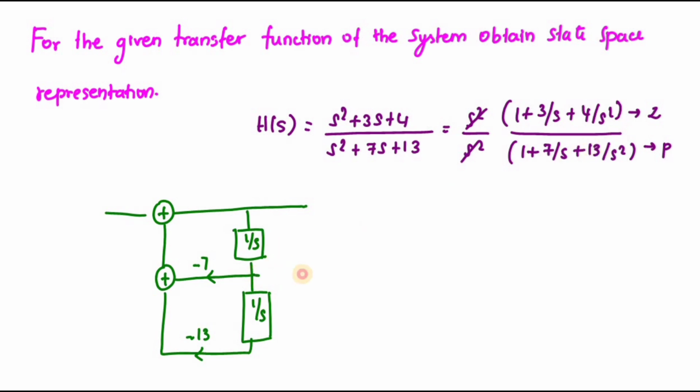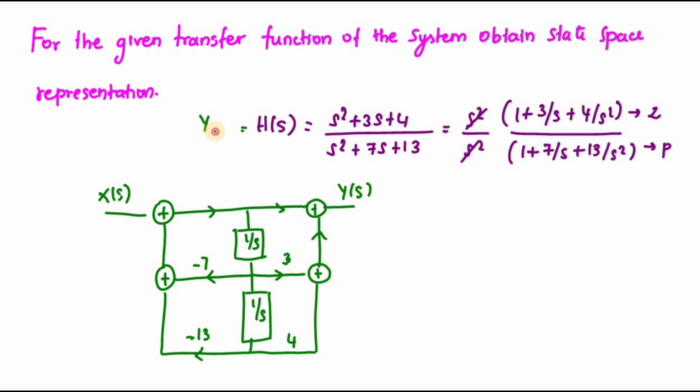And here you have to write the zeros. So what is that value? It is 3. You should not change the sign here. And this is 4. So 1/s² into 4, and this is 3 into s. So this is my x(s) and this is my y(s).